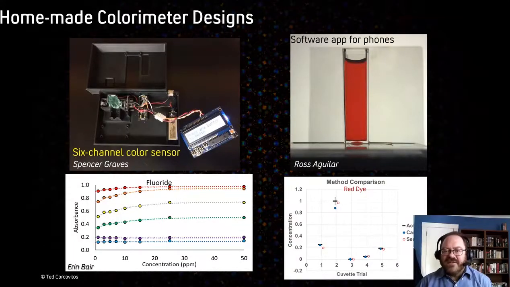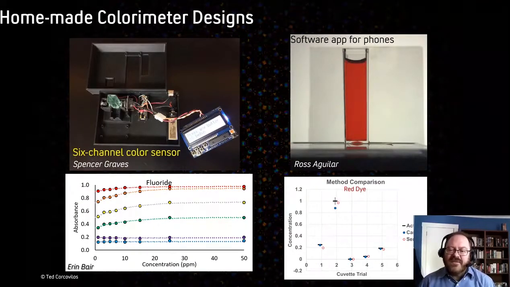Here's a couple pictures of our homemade sensors. On the left, you see a 6-color sensor which uses a white LED and 6 different color photodiodes to measure the intensity of light transmitted through the sample. And below that is some data showing the fluoride samples from the previous slide. On the right was another idea we're pursuing where we actually just take a photograph of the sample and then use the camera itself to measure the color, for example, for the red dye. Both of these are currently being developed.